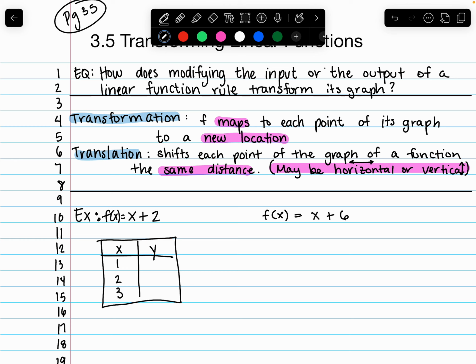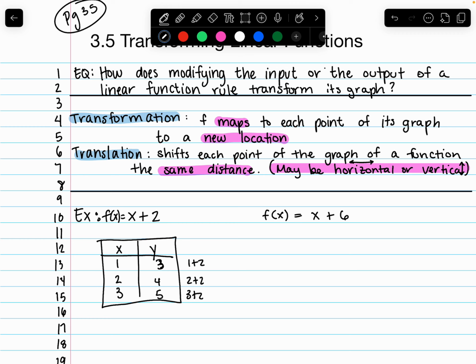x, y, this is 1, 2, 3. All I'm doing now is I'm just going to plug it in. So this is 1 plus 2, which is 3. 2 plus 2, which is 4. 3 plus 2, which is 5. Okay? Now, what if I translate it, right?